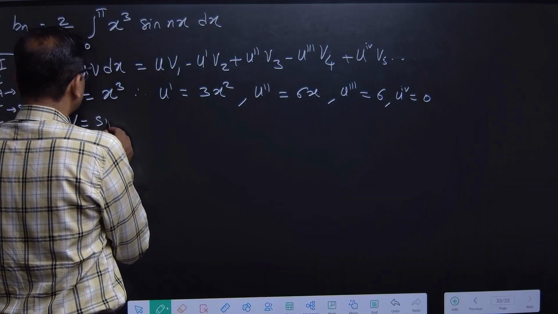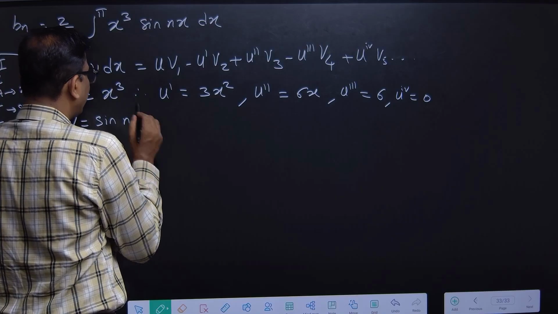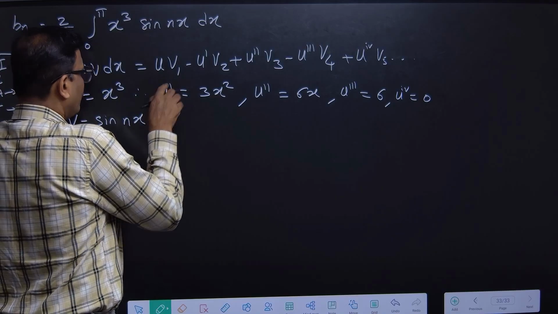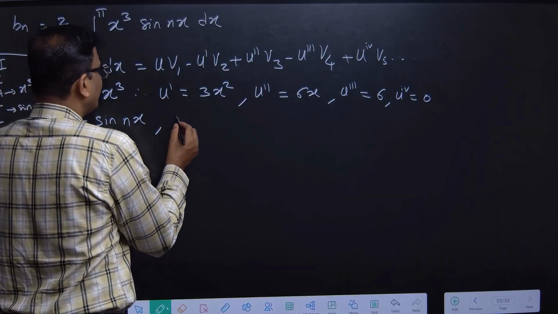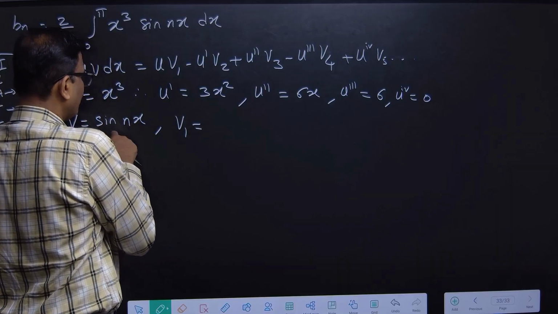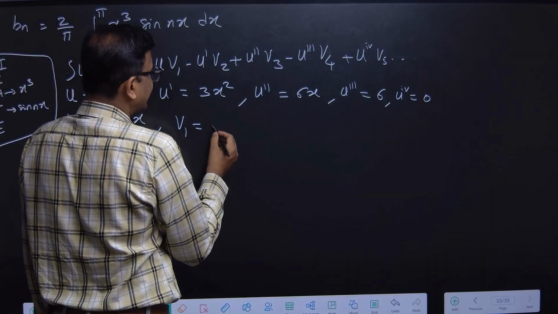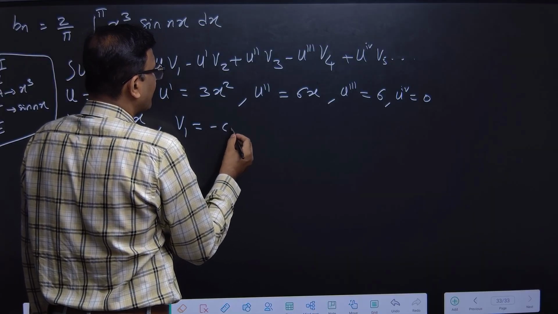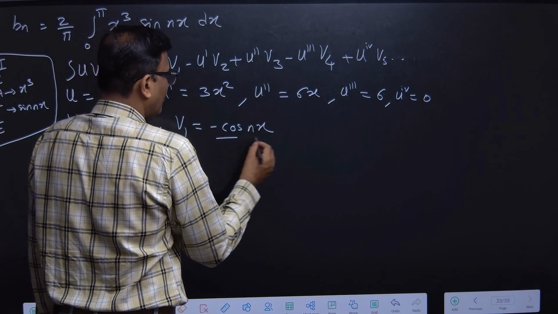V is sine of nx. V1, remember, represents the integration of v. V1 is the integration of v. It is the integration of sine nx. The integration of sine nx, remember, is minus cos nx upon n.